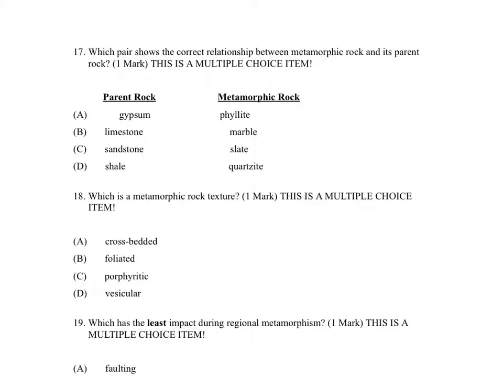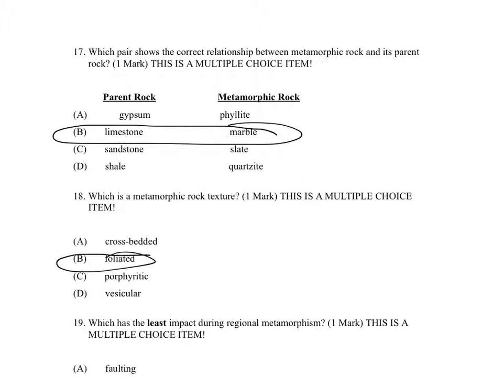Number 17, which pair shows the relationship between the metamorphic rock and the parent? This one's easy, it's B. Limestone metamorphoses into marble. Which is a metamorphic rock texture? There you go, foliated. We've only done two types of textures, foliated and non-foliated, so that one's pretty simple.